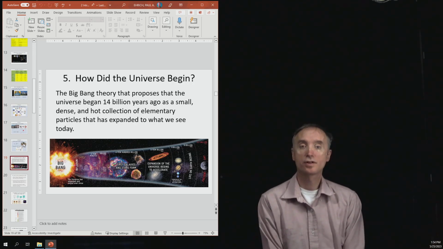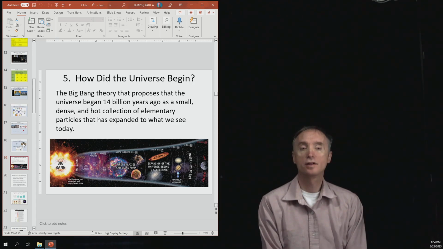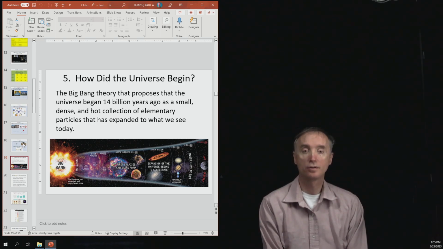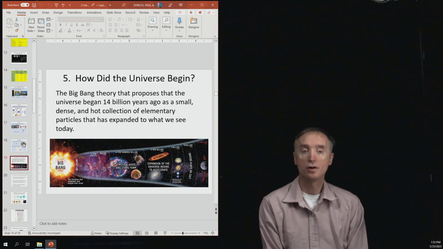Okay, so let's talk about how the universe began. This is going to be called the Big Bang Theory, which says that the universe began about 14 billion years ago. Initially, it was a very, very small entity, even smaller than the smallest fundamental particles that we can imagine today. It was also hotter than what we can possibly imagine today.